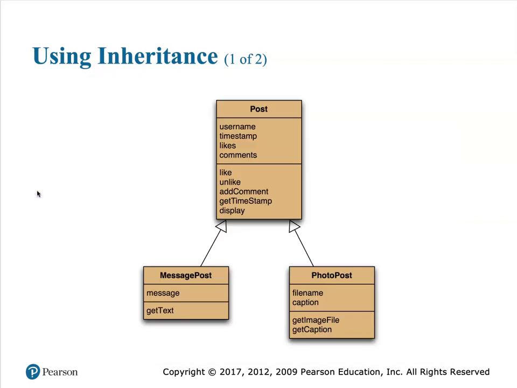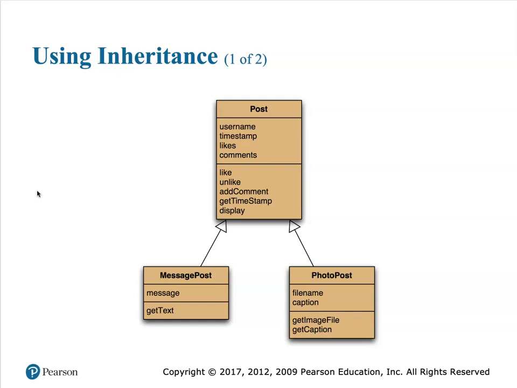By looking at the UML diagram and taking a peek inside, seeing the fields and methods and where things have moved, it becomes evident that some of the problem was that there was a lot of code duplication between message post and photo post. Well, let's move that into a common superclass. We can call it just post. Every post has a username and a timestamp and the number of likes and comments. And every post needs to be able to do the like and unlike feature, to add to the comments, to return the timestamp, and to display.